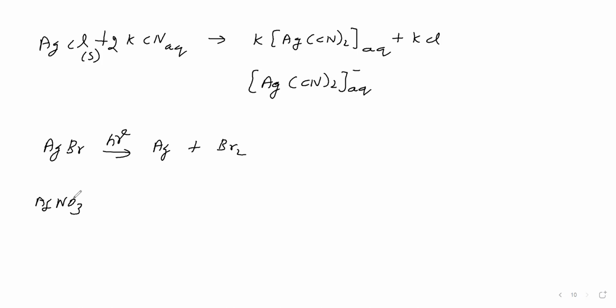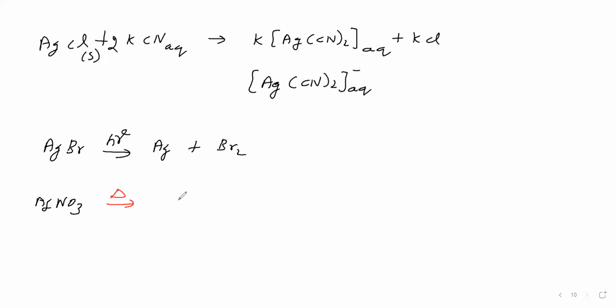Why? Because it decomposes in the presence of sunlight. That's why in the lab and in the industry, when they pack silver nitrate and send it to the school lab, they will pack the colorless silver nitrate crystals in a dark brown colored bottle, or otherwise a black plastic bottle. Because silver nitrate decomposes in the presence of sunlight.